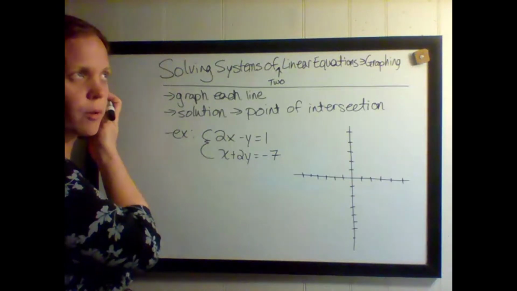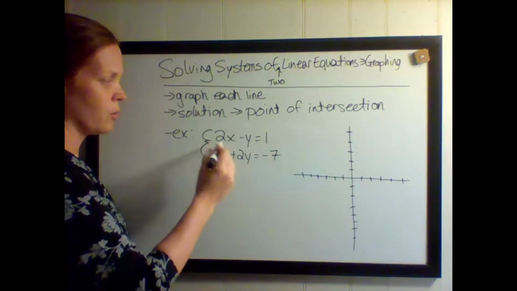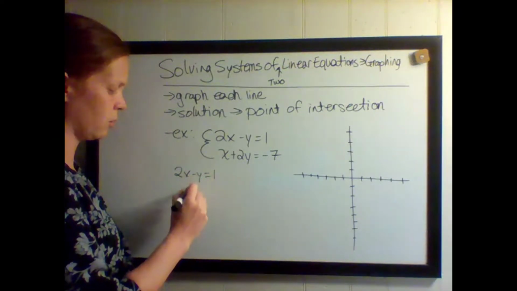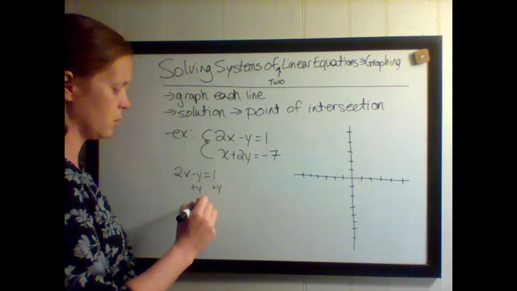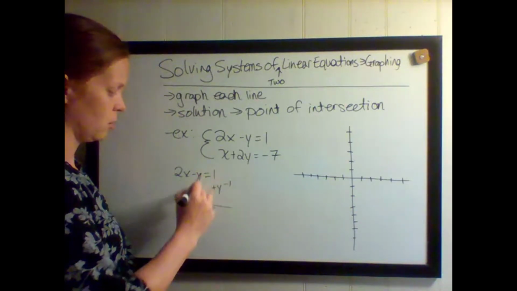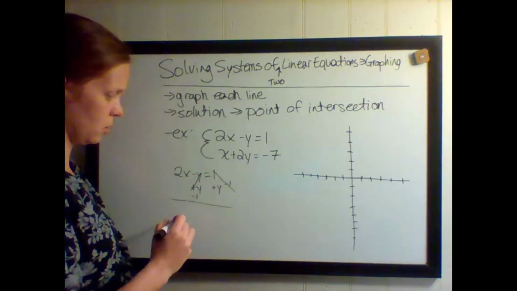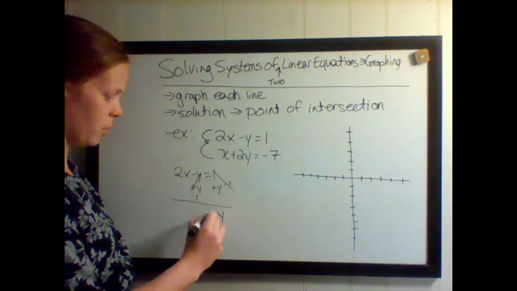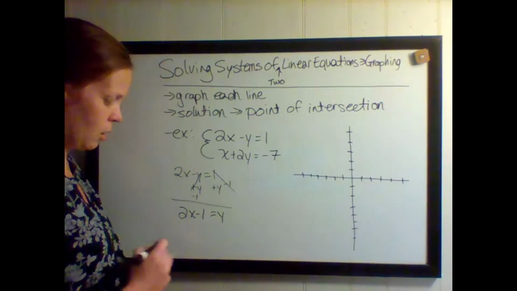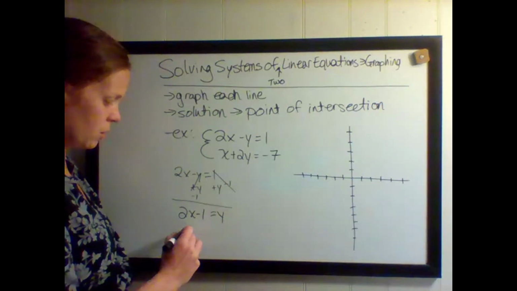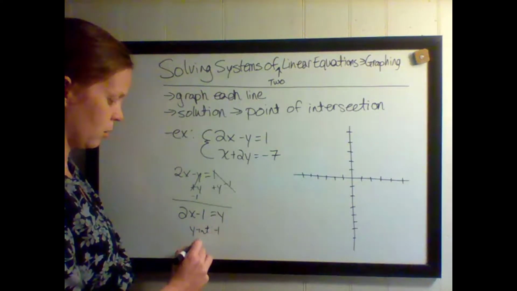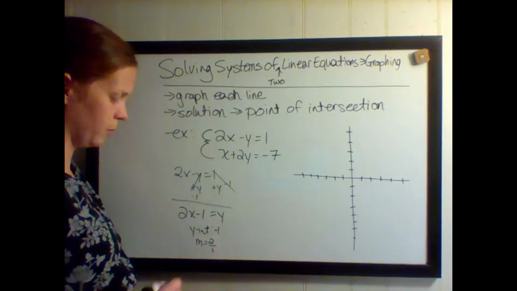Well, I'm going to pick the two different main methods of graphing. For this first one, 2x minus y equals 1, I'm going to solve for y. I'm going to add y to both sides, and subtract 1 on both sides. So the y's cancel, the 1's cancel, so that I get y by itself on one side, and then I have 2x minus 1 on the other side. So now I know my y-intercept is negative 1.